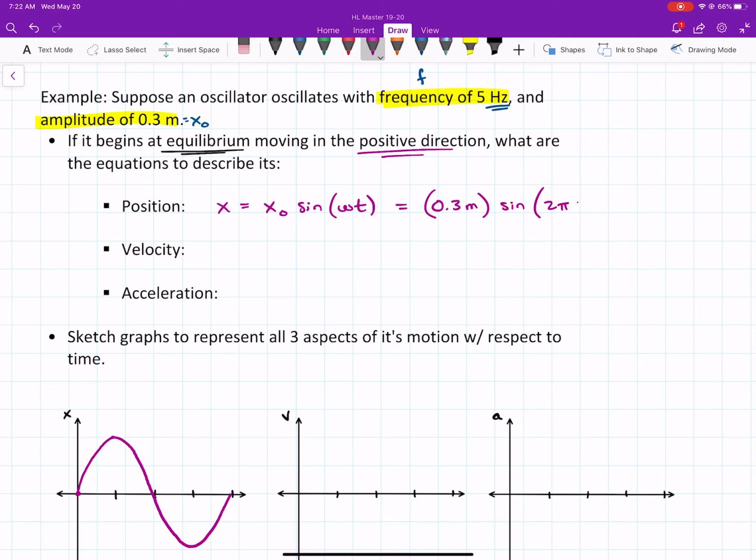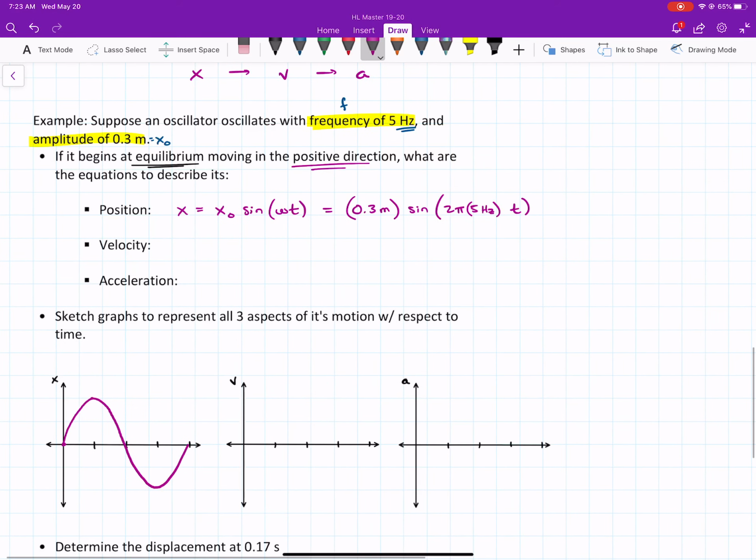2 pi times 5 hertz. And then we just leave the t because this is just a generic equation that, well, not a generic, it's specific to our example, but we want to have an equation that could help us solve for any amount of time. Now I'm going to simplify this. I'm going to take out my units, but I'm just going to say this is 0.3 times the sine of 10 pi t. And so in the question, if we wanted to know where this object was at some time t, we could just plug in what the t was.